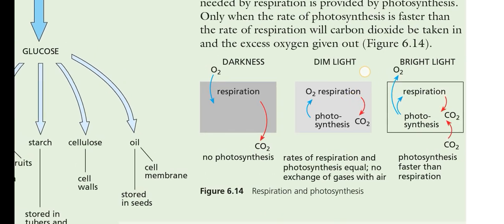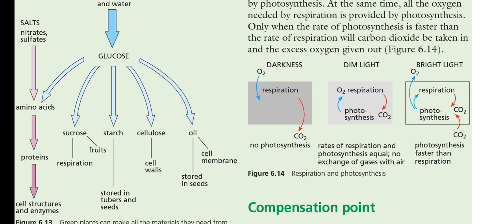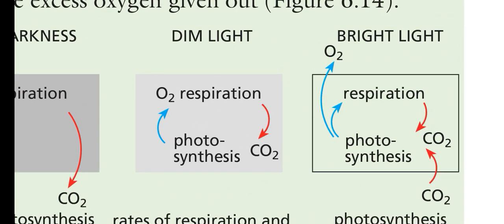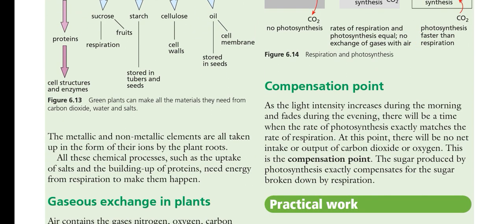Actually, this dim light point is our compensation point. That is our next topic. In bright light, of course, there will be more photosynthesis, more oxygen will be given out, and carbon dioxide will be used. So the compensation point is at dawn and dusk. At dawn and dusk, these are the times when there is not too much heat or light from the sun, and not too much darkness.